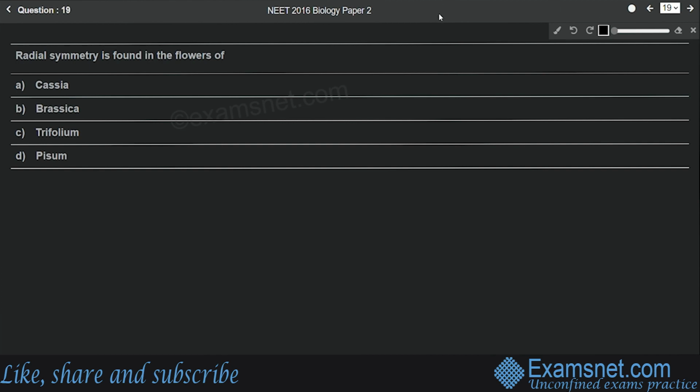Question number 19 is also from Morphology of Flowering Plants, and the question is radial symmetry is found in the flowers of, options are Cassia, Brassica, Trifolium and Pisum. So the correct answer is option B, that is Brassica. Brassica has radial symmetry and this condition is known as actinomorphic. So this is an actinomorphic flower, whereas all other 3 are zygomorphic in nature. Zygomorphic means these have bilateral symmetry.